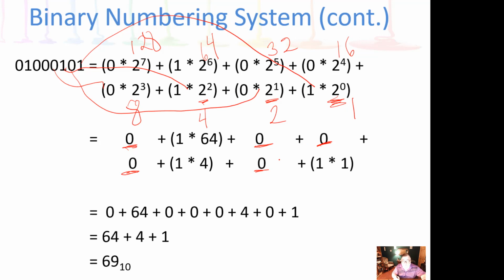So if I multiply it out, I get 0 plus 64, 1 times anything is that number, plus 0, plus 0, plus 0, plus 4. 1 times 4 is 4. Plus 0 plus 1. So let's get rid of the zeros. We get 64 plus 4 plus 1. Well, if I add those together, 64 plus 4 is 68. Plus 1 is 69. So this number in binary is equal to 69 in base 10.